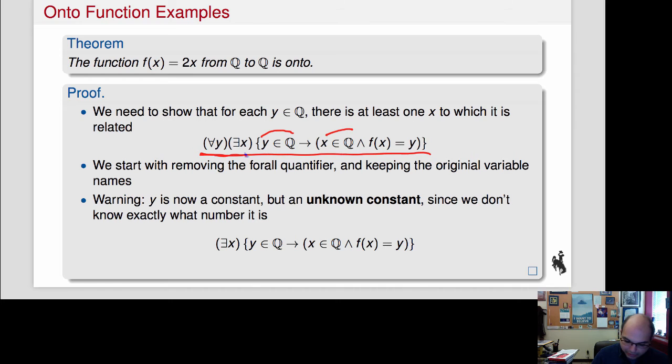We're going to take for all y, for all x, and start removing the quantifier, so we can get rid of the first one. That leaves us with just there exists x. So y belongs to Q, x has to belong to Q, f of x has to be equal to y, right? That's what we need to prove.